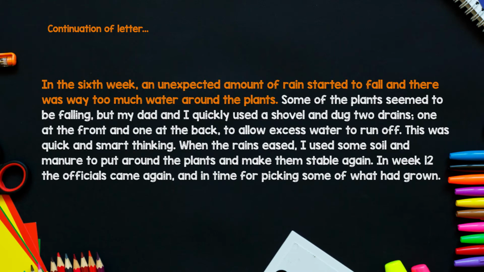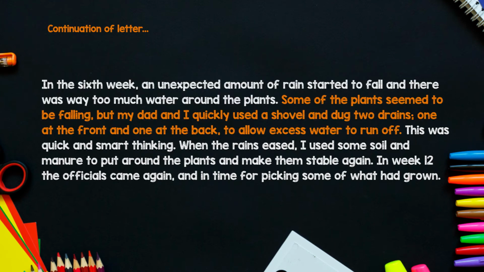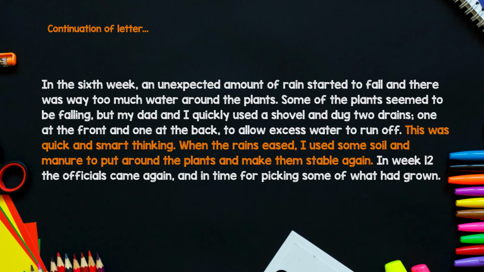In the 6th week, an unexpected amount of rain started to fall, and there was too much water around the plants. Some of the plants seemed to be falling, but my dad and I quickly used the shovel and dug 2 drains, one at the front and one at the back, to allow excess water to run off. This was real quick and smart thinking. When the rain eased, I used some more soil and manure to put around the plants and to make them stable again. In the 12th week, the officials came again, and this time for picking some of what had grown.